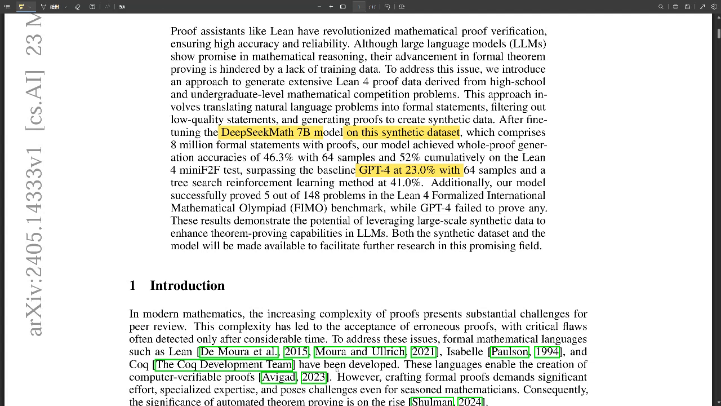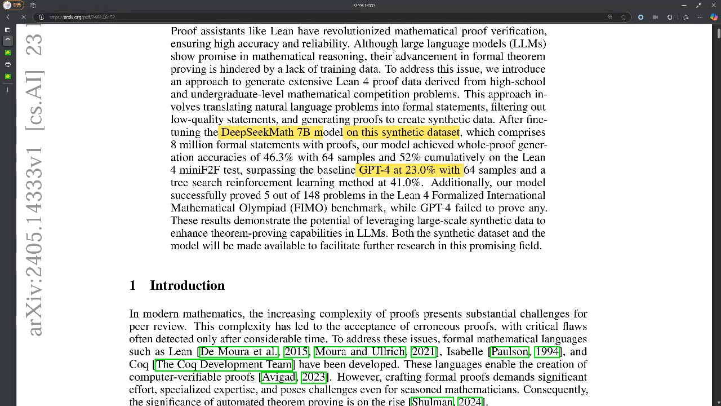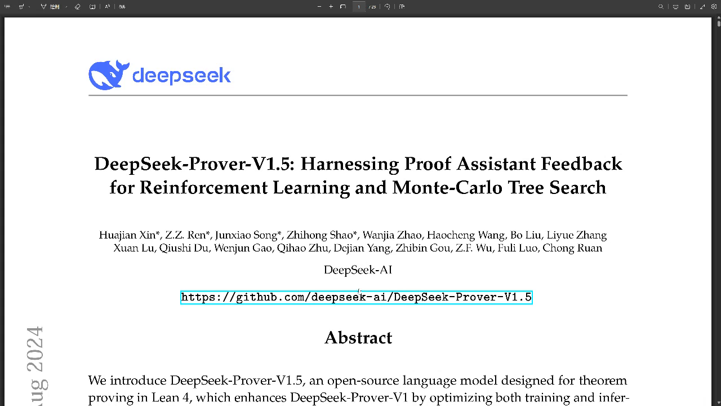They also use something called RLPAF, reinforcement learning from proof assistant feedback. This refines the model even further. And they introduced RMax-TS. It's a type of Monte Carlo tree search. It helps to explore different proof paths, so it can achieve new state-of-the-art results.